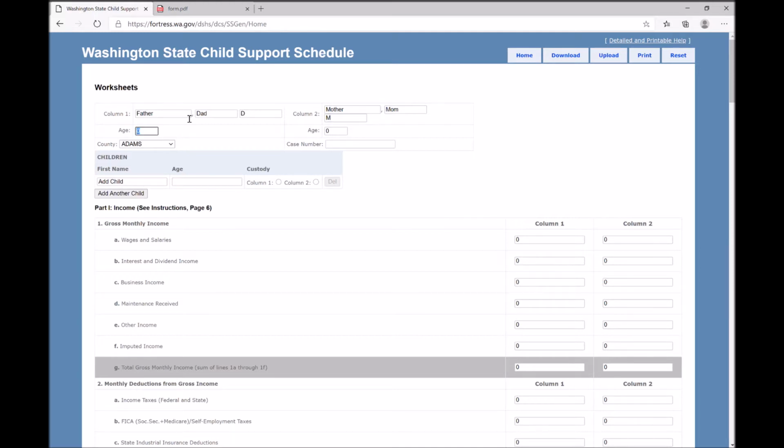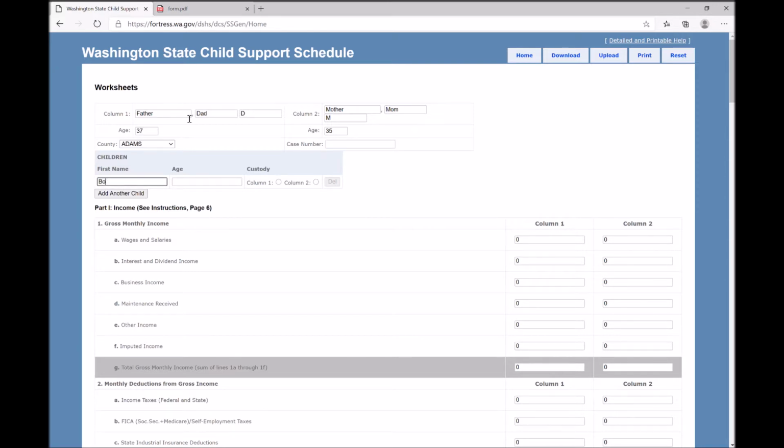The father's age, let's say, is 37. The mother's age, let's say, is 35. These are just super random numbers. The county is Adams, just a random county we'll select in this case. It doesn't really matter for this example, so let's just go with Adams County.